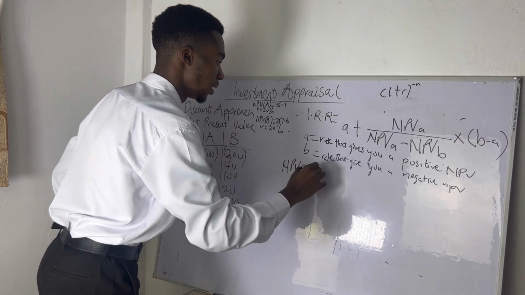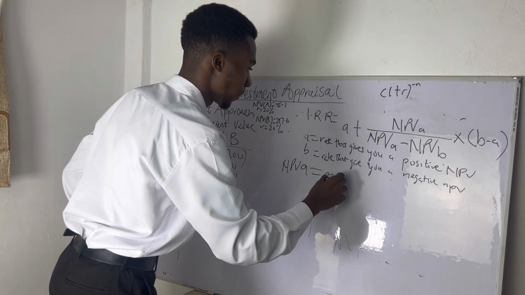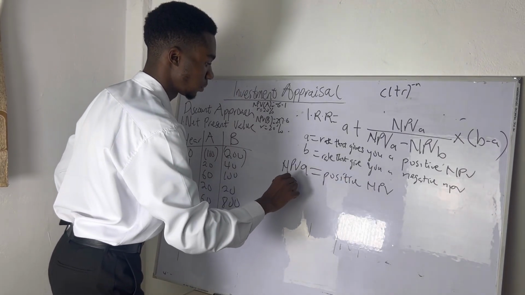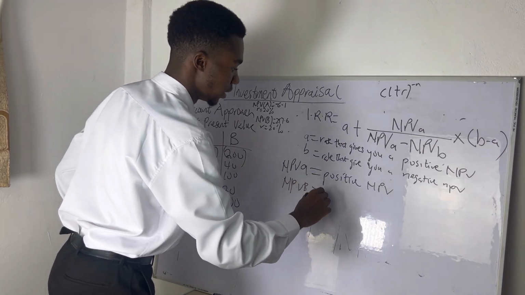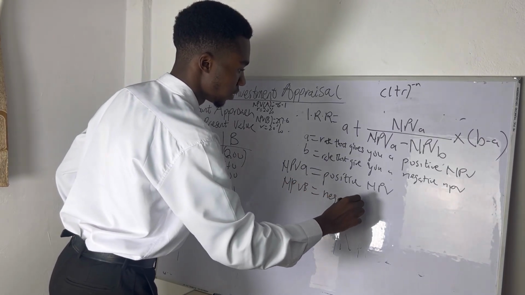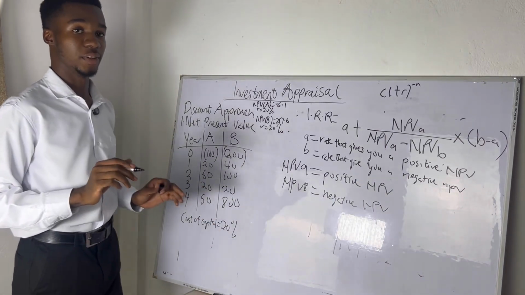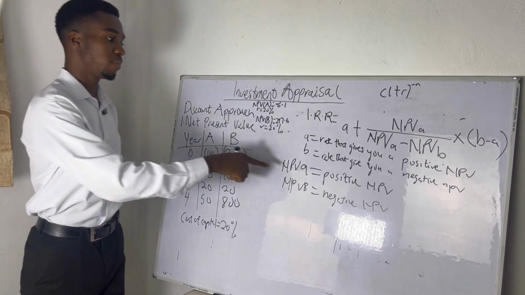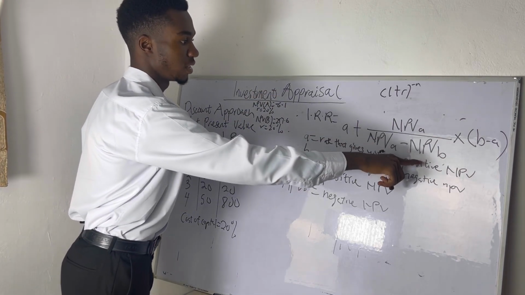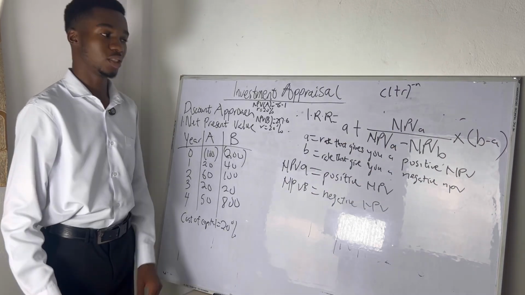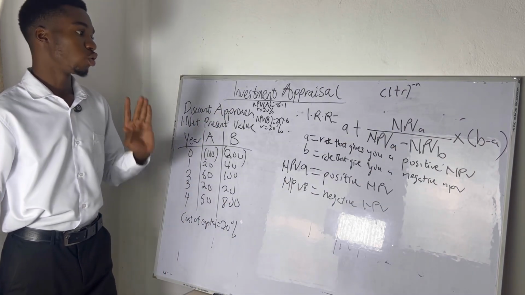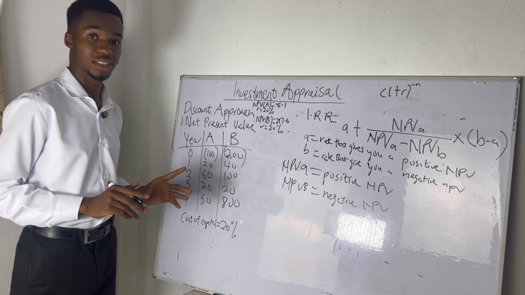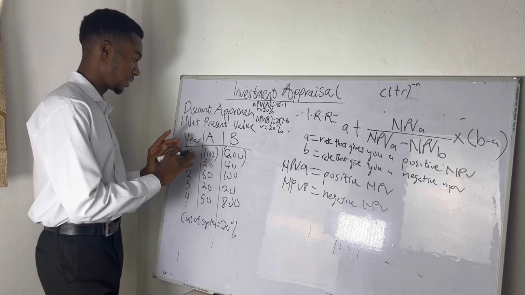NPV A is obviously the positive NPV, and NPV B is the negative NPV. This is just for one investment. The A will always be smaller than the B, and the NPV A will always be positive while the NPV B will be negative. So here it becomes positive, negative. You get it? This is just for one investment. Right now, we are going to calculate the IRR for investment A. Please pay attention.